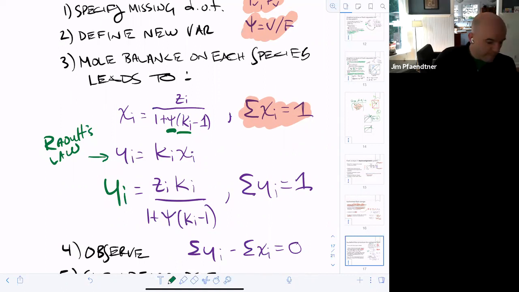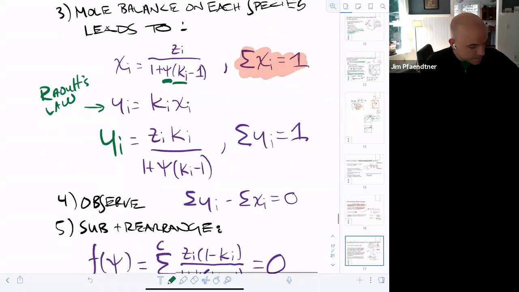A question just came in: is it only for ideal systems? The answer is no, but then we would have the modified Raoult's law in that case. We would have a fugacity if there was non-ideal gas, and we'd have an activity coefficient for each species if it was non-ideal liquid. That would require additional information to be calculated, but it's certainly possible. We will only analyze this for ideal systems in this class. And for non-ideal systems, we would use Aspen.